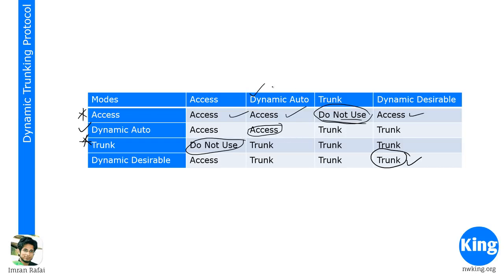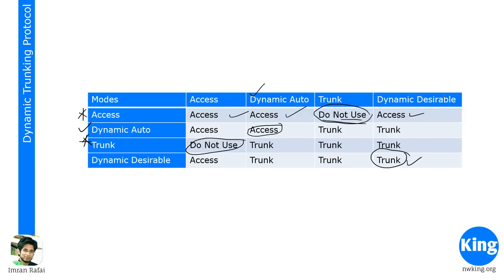But dynamic auto is a state where it waits for somebody else to start the negotiation. So if both of them are in dynamic auto, nobody is going to start the negotiation, and hence it will never form a trunk. But if both of them are in dynamic desirable, both will start negotiating a trunk, and obviously it will become a trunk. So this is the table that you need to know: will the port be a trunk or an access port, depending on the configuration it is configured to.